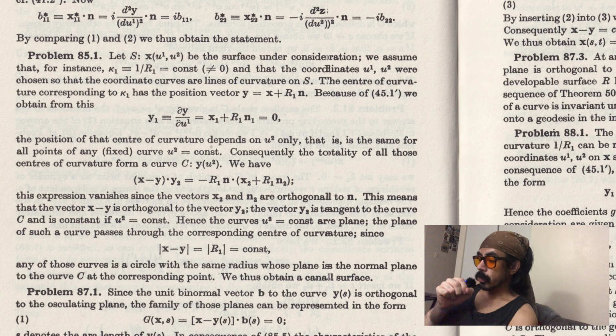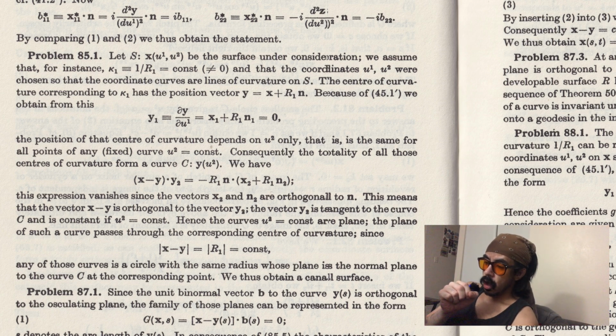on capital S. The center of curvature corresponding to kappa 1 has the position vector y equal to the vector x plus capital R1 then times the vector n. Because of 45.1 prime, which is this formula of O. Rodriguez formulation of a normal vector, where we have n sub alpha equals -1 times a fraction with the numerator b sub alpha alpha over a denominator of g sub alpha alpha, and this fraction is then times the vector x sub alpha, where alpha can be either 1 or 2, b is a component of the second fundamental form, and g is a component of the first fundamental form.